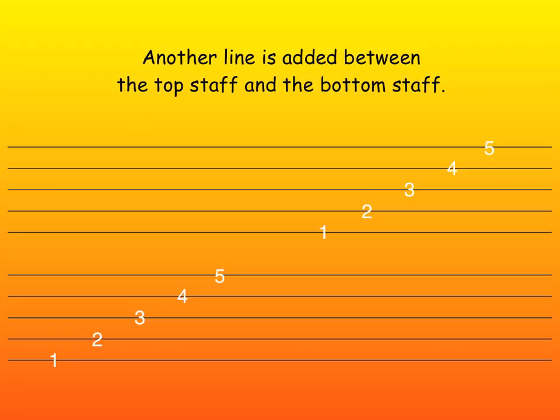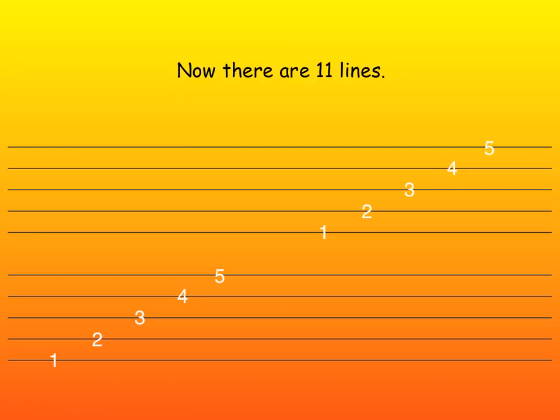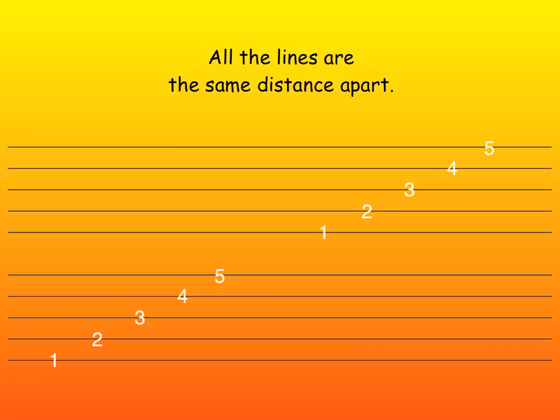Another line is added between the top staff and the bottom staff. There it is, right in the middle. Now, there are 11 lines. All the lines are the same distance apart.